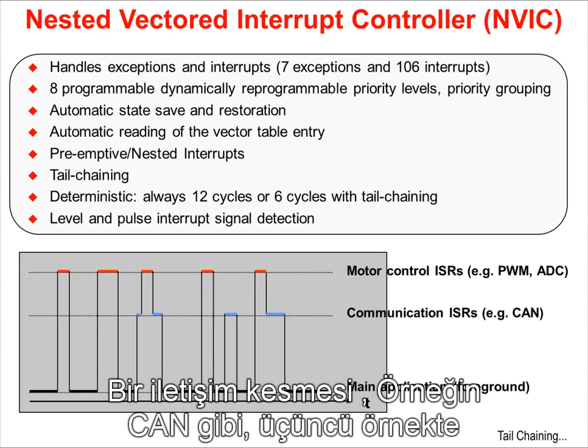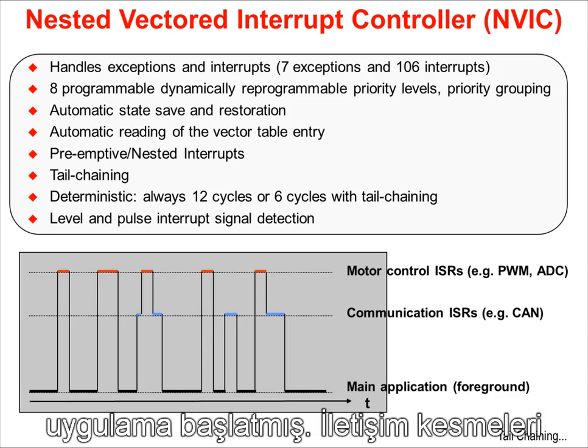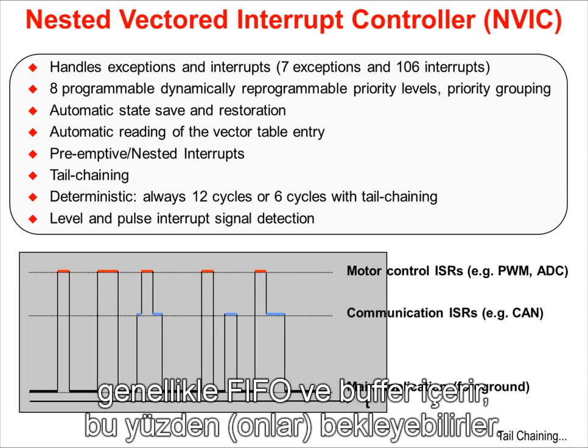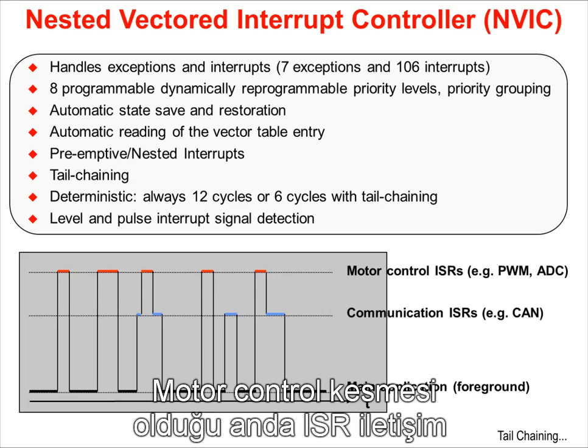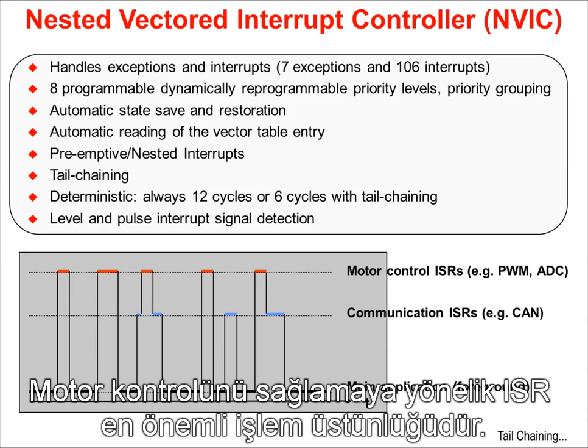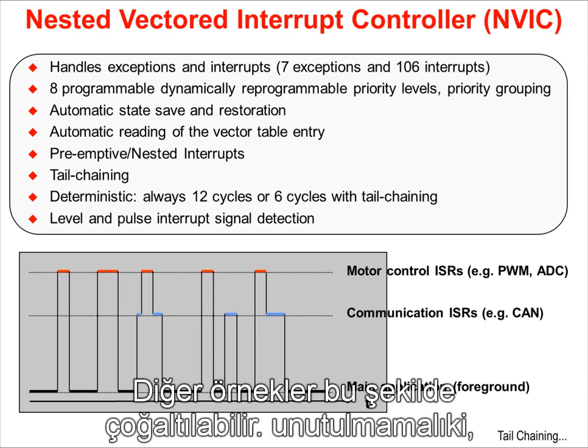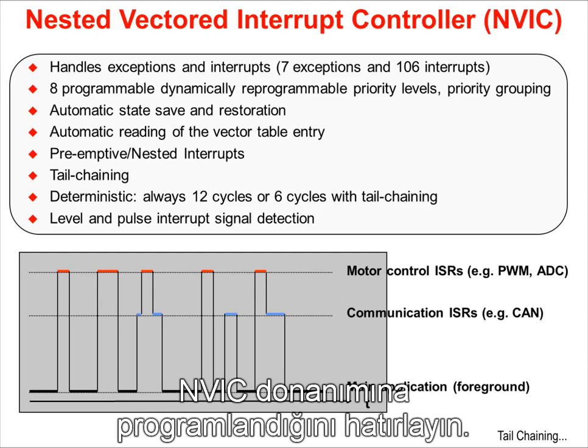In the third instance, a communication interrupt, like the CAN, has started operation. Communication interrupts usually involve FIFOs and buffers, so they can wait. When the motor control interrupt arrives, we can't wait for the communications ISR to complete. The motor control ISR must preempt it. The remaining instances are further examples. Remember that the nesting behavior is programmed into the NVIC hardware.